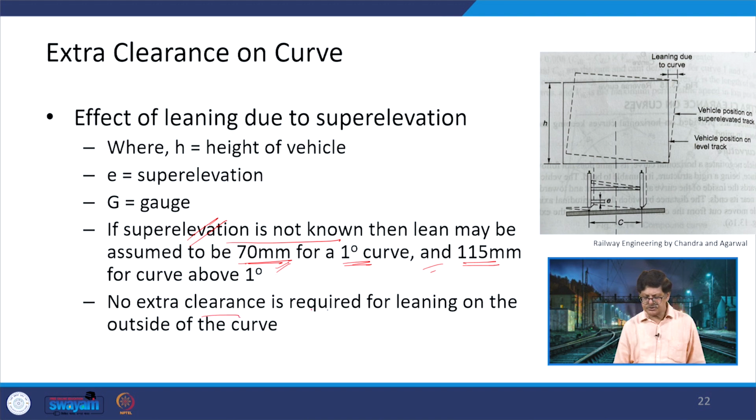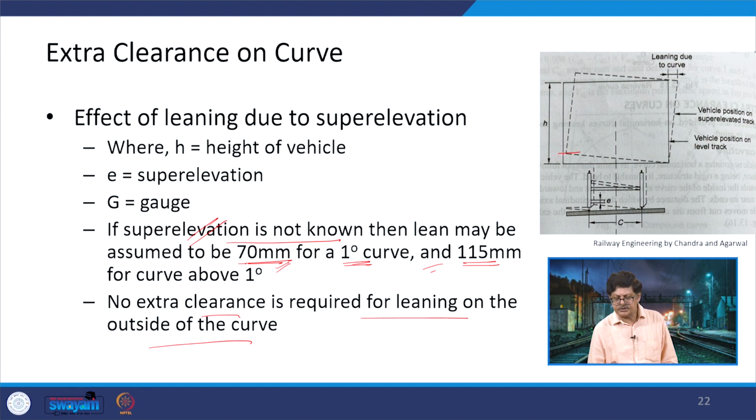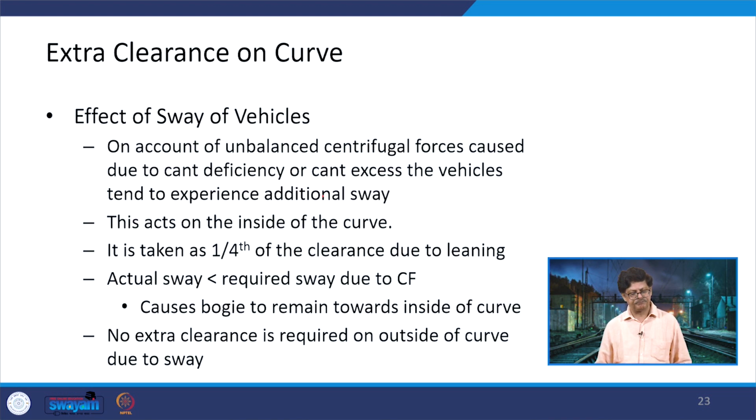No extra clearance is required for leaning on the outside of the curve because it is basically shifting to the inner side. So, you can see here this is the shift to the inner side. It was supposed to be here, instead of that it has moved inside. So, there is no requirement of providing any clearance on the outer side. For the outside we have only one value, which was calculated previously as the end throw, and then we have an overthrow along with the leaning which is getting inside. So, this is an inside condition.